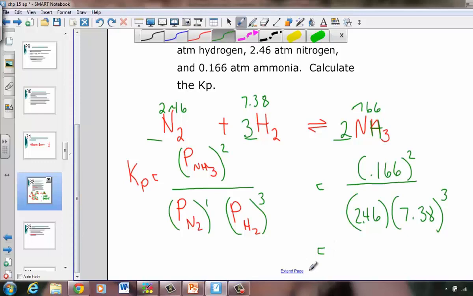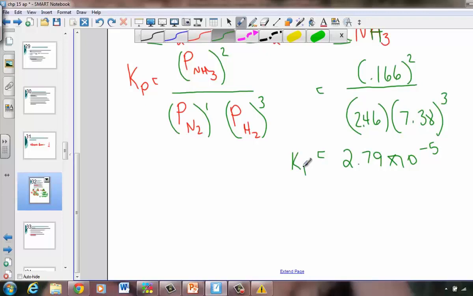So I'm going to grab my calculator. I'm going to hit 0.166 squared divided by 2.46, divide again by 7.38 cubed. And my calculator gives me a value of 2.79, I'll round a little bit, times 10 to the negative 5th value. And remember that Kp has no units on our equilibrium values. That's not very neat. 2.79 times 10 to the negative 5th, the value of Kp.